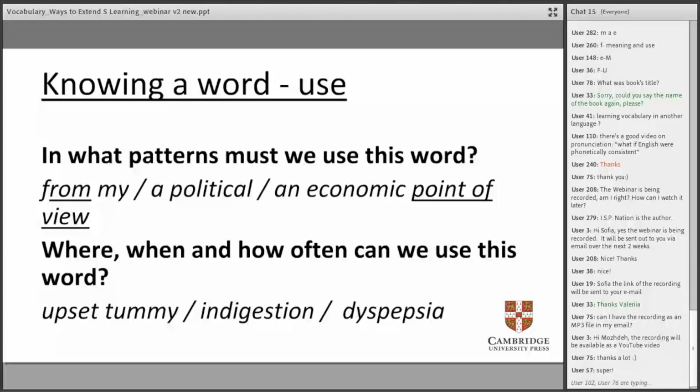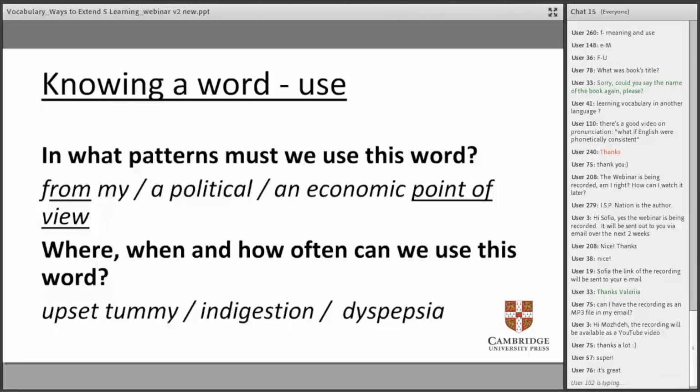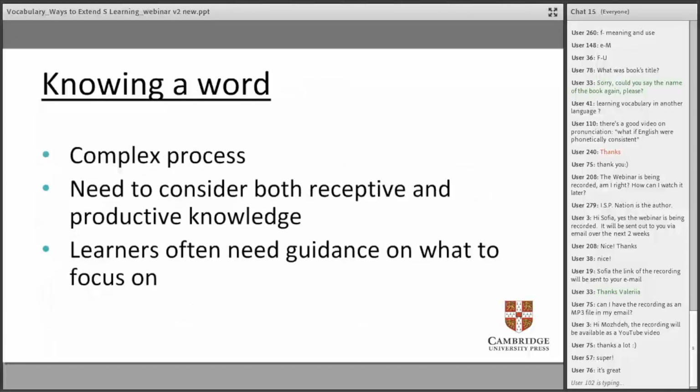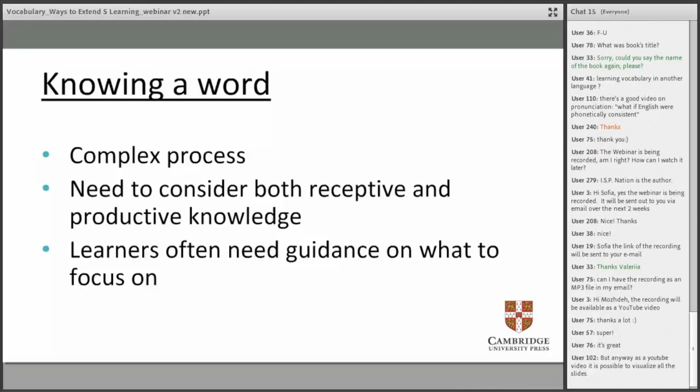So as I mentioned, in Paul Nation's book, he's got even more categories. If you're interested in looking at this in more detail, I would recommend looking at his book. So in summary, knowing a word, in fact, is quite a complex process. It's not just about knowing the definition. It's also knowing about pronunciation, spelling, how you use it with other words, what is appropriate or not.